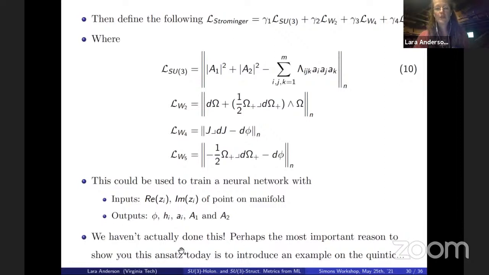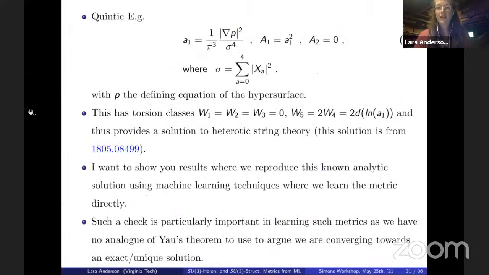So the most important reason to show you this ansatz was to introduce a particular example on the quintic, which was taken from the paper by Fabian and collaborators that I mentioned earlier. So an example on the quintic, this is defined by a single hypersurface equation. These free parameters of the torsion classes can be specified here. The x's were the defining polynomials, so you get defining coordinates. In this case, this has torsion classes that satisfy the conditions that we need for the Strominger system and are parameterized in terms of this A1. And this would provide a solution to heterotic string theory from this paper.